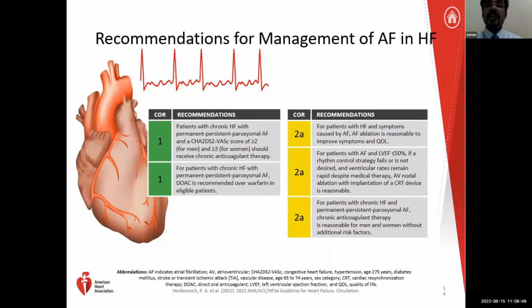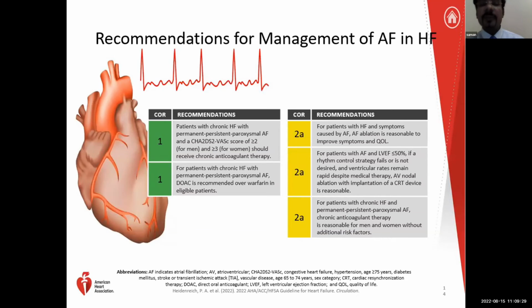And coming to the recommendations for management of atrial fibrillation in heart failure. Patients with chronic heart failure with permanent, persistent, or paroxysmal atrial fibrillation and a CHA2DS2-VASc score of more than 2 in men and more than 3 in women should receive chronic anticoagulation therapy. And direct oral anticoagulation is recommended over warfarin in eligible patients. And radiofrequency ablation is recommended as a 2A recommendation, but there's a chance of recurrence, especially for patients with heart failure.